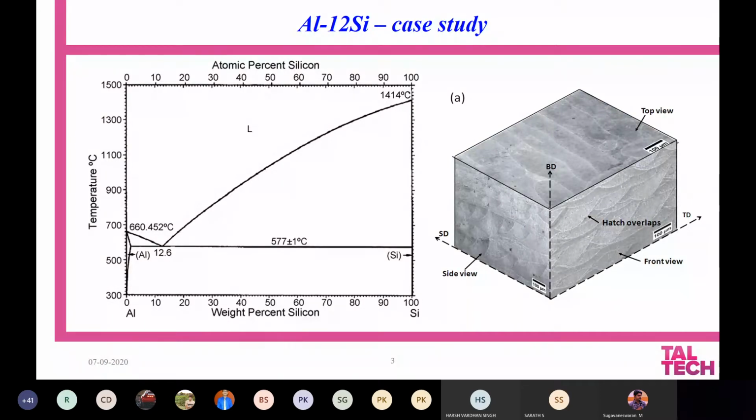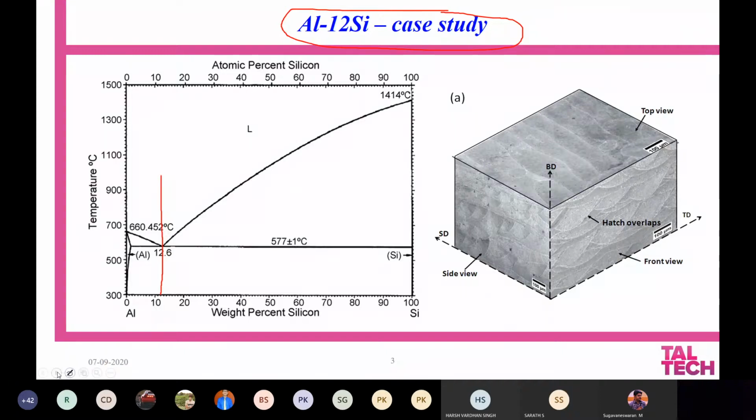With this, we move on to the case study of aluminum silicon, where we try to introduce some thermal concepts, or we try to see the influence of thermal behavior on the SLM produced parts. I assume most of you are aware of phase diagrams, so I'm not going into detail of the phase diagram. I just wanted to show we are going to use aluminum 12 silicon. So it is somewhere here.